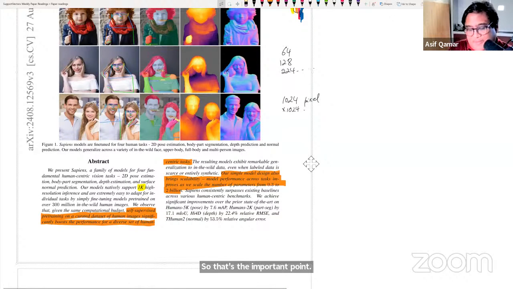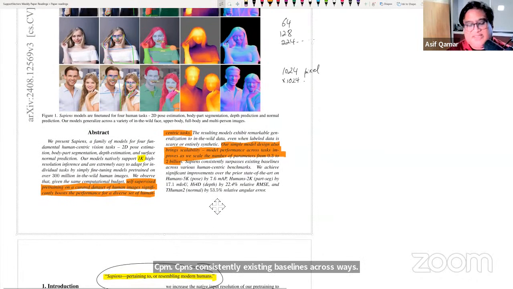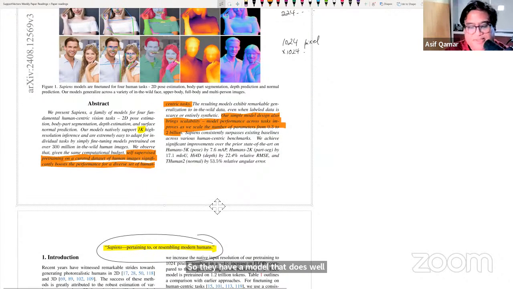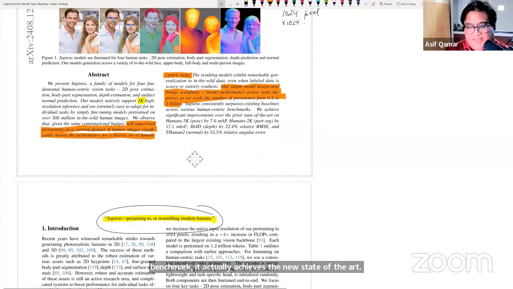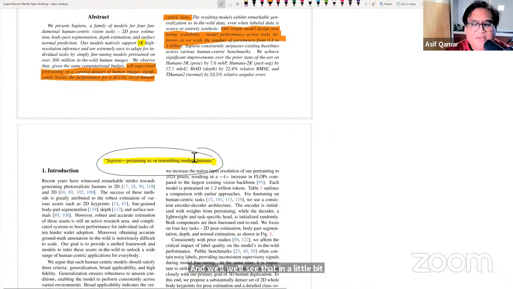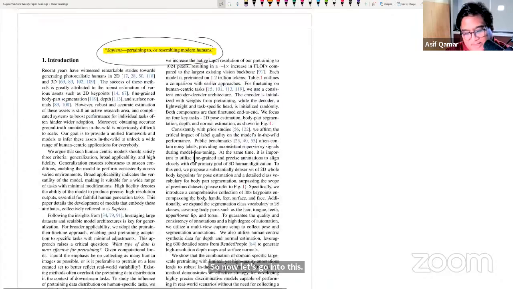Sapiens consistently surpasses existing baselines across various human-centric benchmarks. So now this speaks to the results part of it. They have a model that does well, and they point out that objectively, if you look at the benchmark, it actually achieves the new state of the art. It beats whatever was the existing state of the art, and we'll see that in a little bit. So now let's go into this paper and how it goes about doing it.